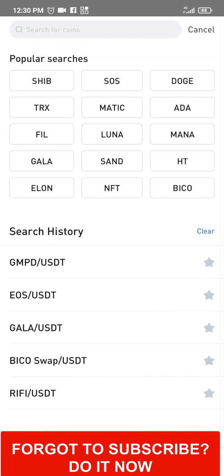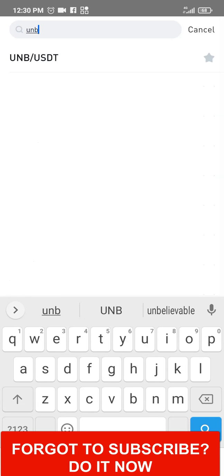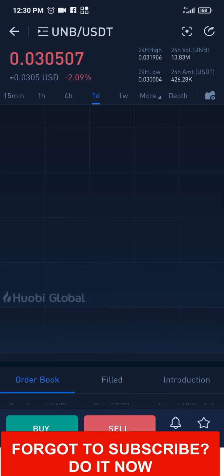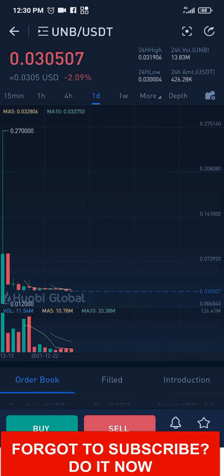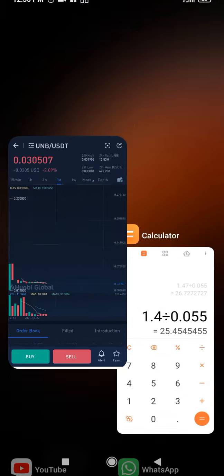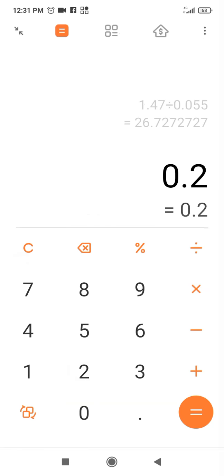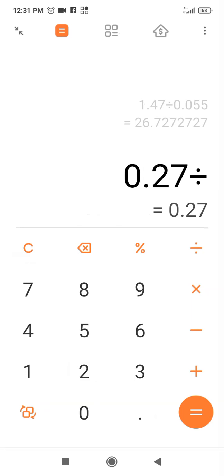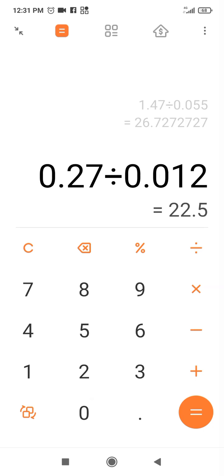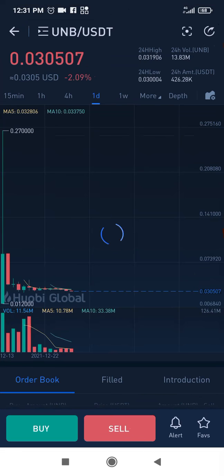The way you look at this token, UNB, I think I participated in UNB too. UNB was sold for 0.012 and it got as high as 0.27. Now look at this also: 0.27 divided by 0.012 is 22x at all-time high. So on average, you should be able to sell your tokens for like 2,000% profit if you sell early enough.